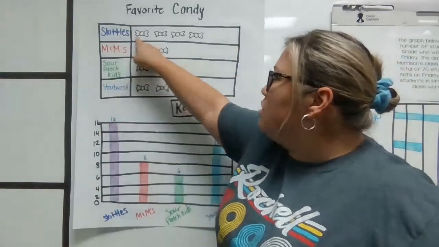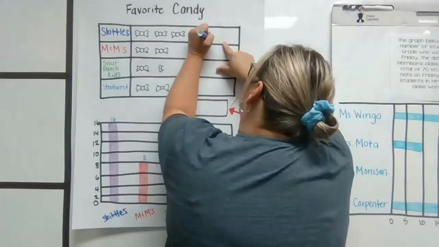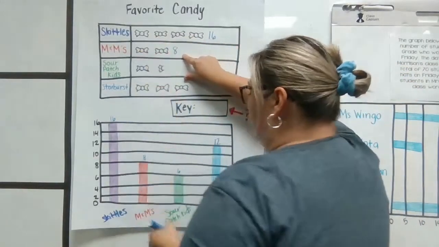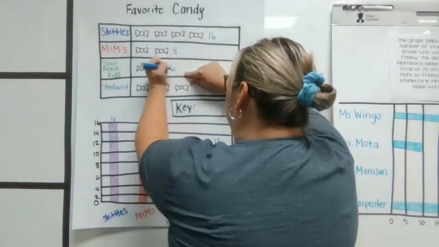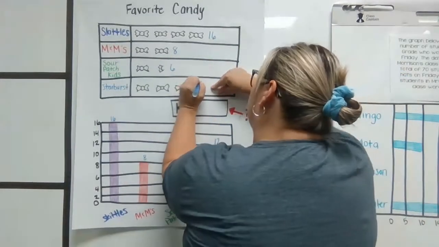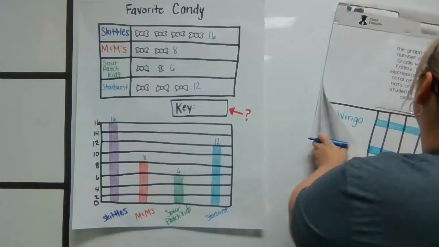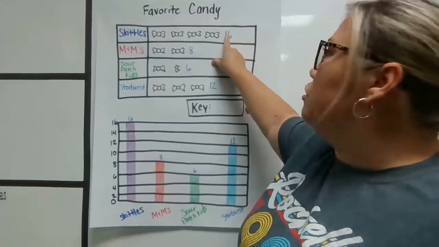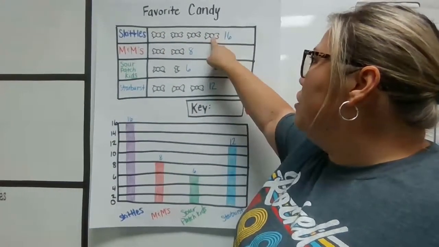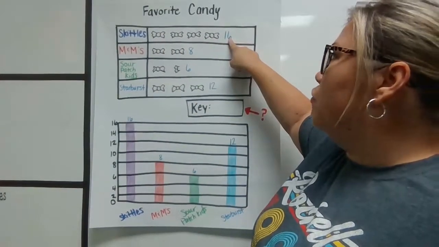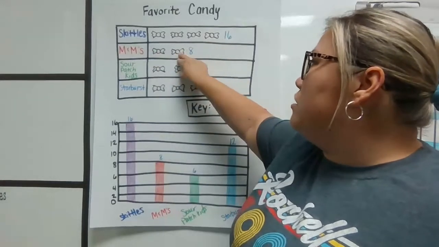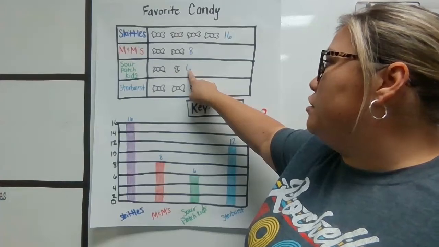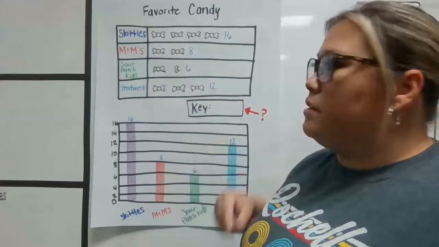Now I'm going to put that data up here. So my Skittles had a total of 16. My M&Ms had a total of 8. My Sour Patch Kids, 6. And my Starburst, 12. So now I can look at the data that I have for each of those pictures. So 4 pictures would be 16 altogether, 16 students. 2 pictures is a total of 8. 1.5 has a total of 6 students who chose that favorite candy. And then 3 pictures has a total of 12.